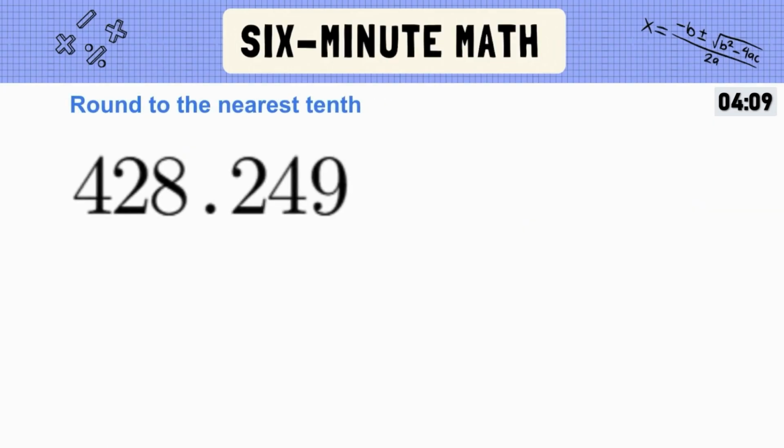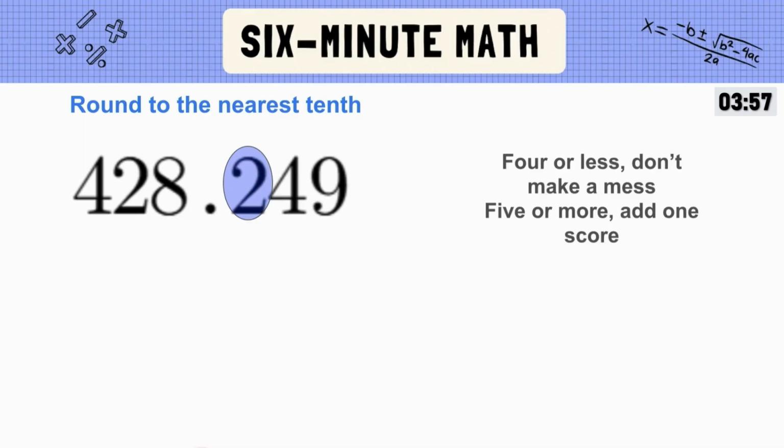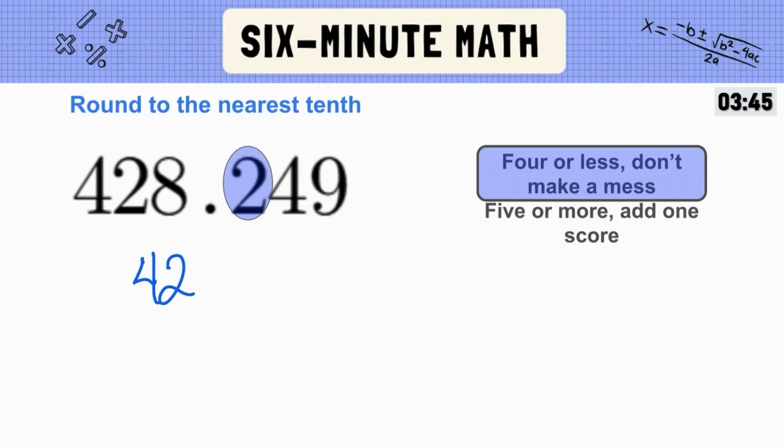Let's round to the nearest tenth. I have to first find what number is in my tenths position. That would be the 2. And then I look to that neighbor to the right. 4 or less, don't make a mess. 5 or more, add 1 score. We have a 4, so we're not going to make a mess by cutting it off at that point for 428.2. As you can see, when I am rounding to the nearest tenth, hundredth, thousandth, or anything below the decimal, I cut my number off at that point of the place value I'm looking for.